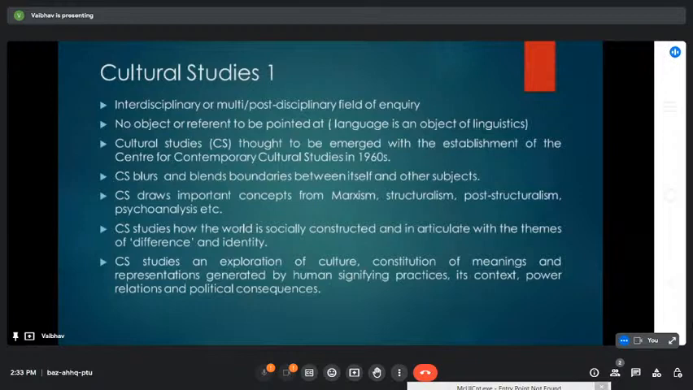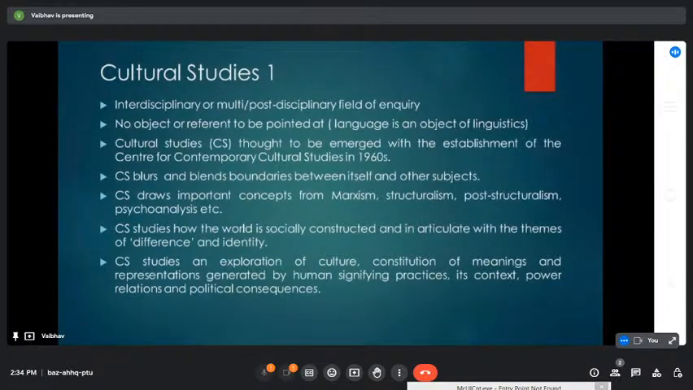While we study literature, the text is studied in various ways. It is studied from the author's point of view, from the linguistic point of view, from the reader's point of view, and the contextual point of view. So various contexts are there. Here in cultural studies, it crosses through other disciplines as well.